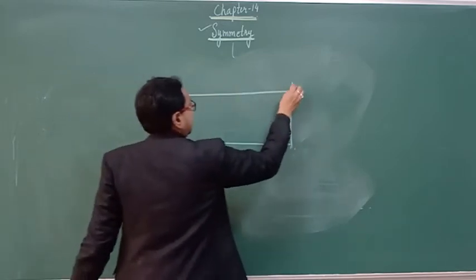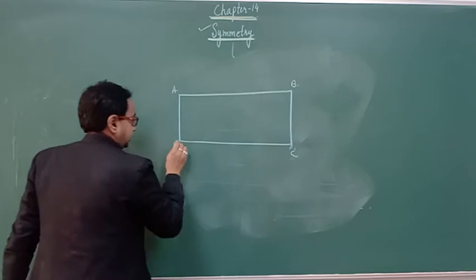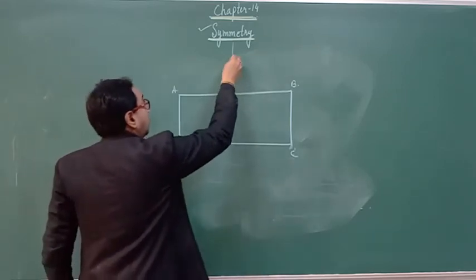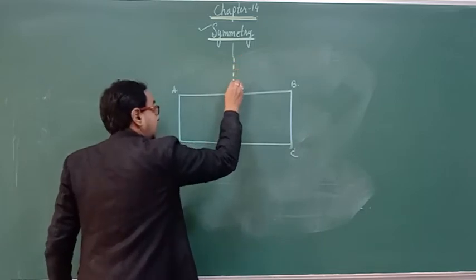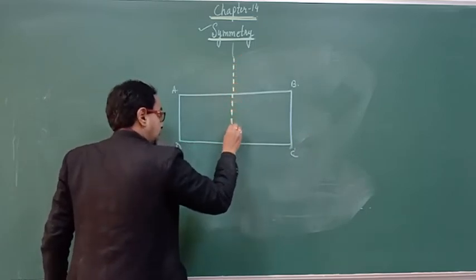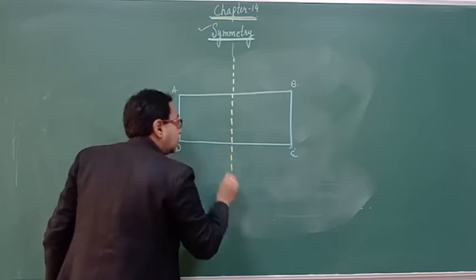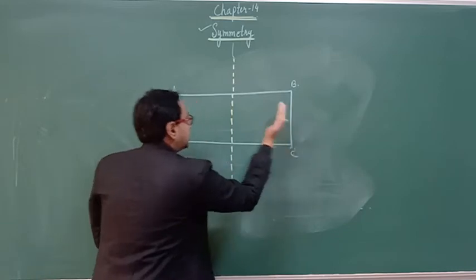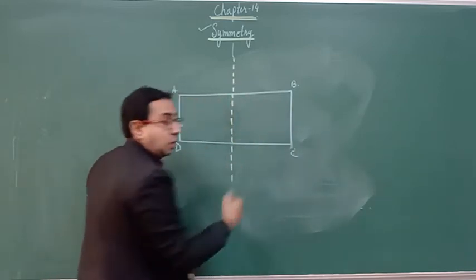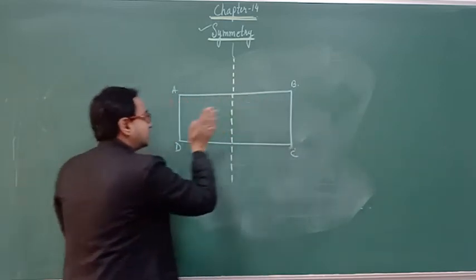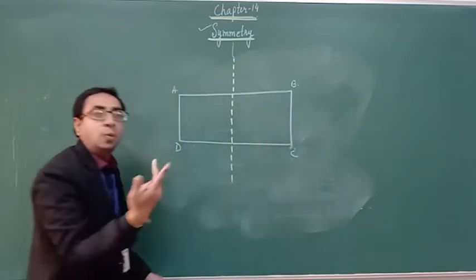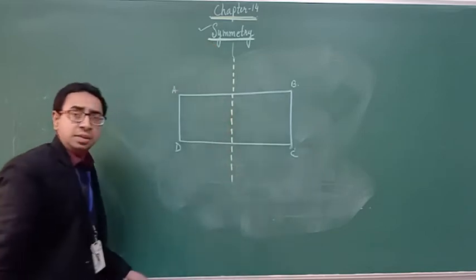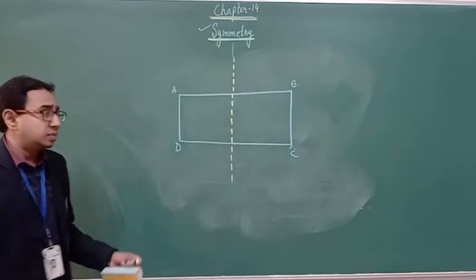This is ABCD rectangle. Now, if I divide this rectangle vertically with the line, don't you think on cutting I can flip this side on this side or this side on this side, or I may rotate this side on this side or this side on this side? What I am doing is symmetric. I'll be getting the same. If I put it like this, this is what symmetry means.